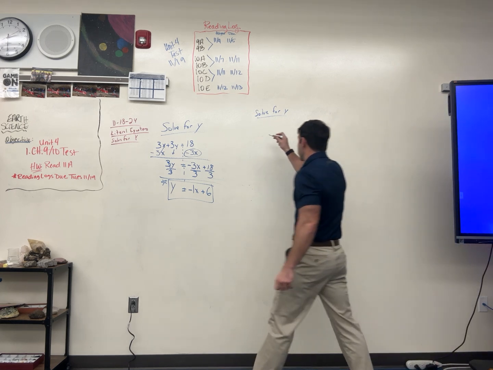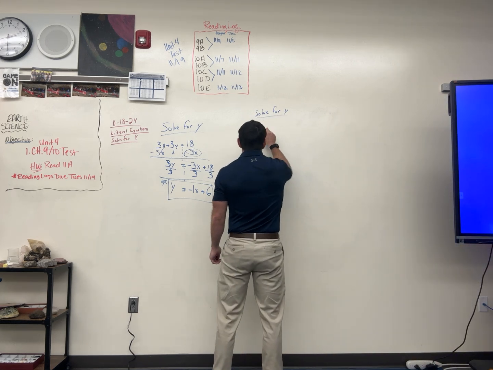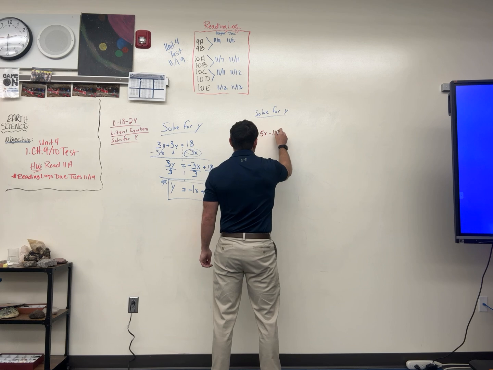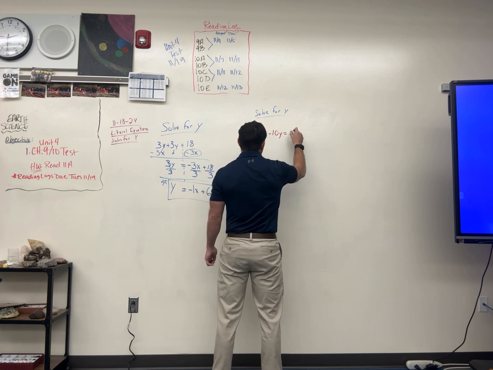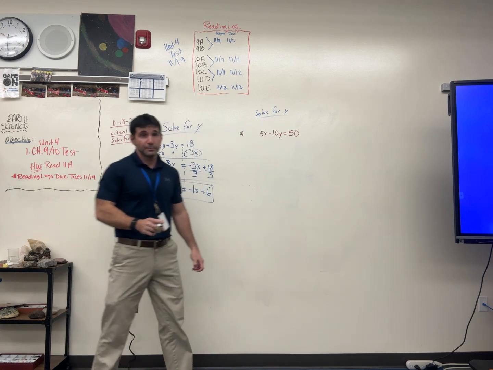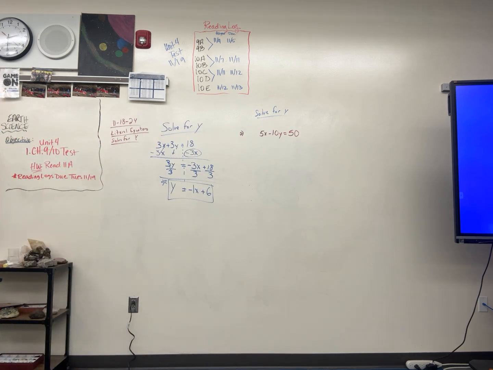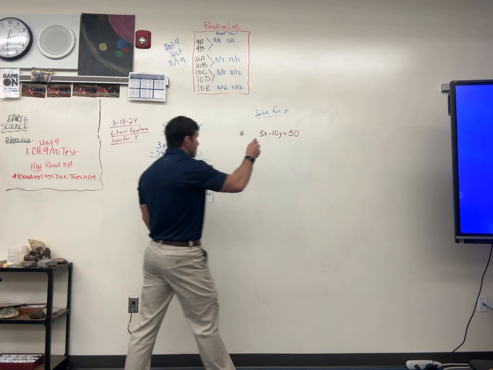Here's number 2. We're solving for y again. 5x minus 10y equals 50. The rules do not change. The goal is to get the y by itself. Okay? Find the balance point.